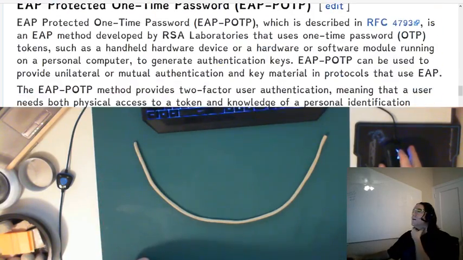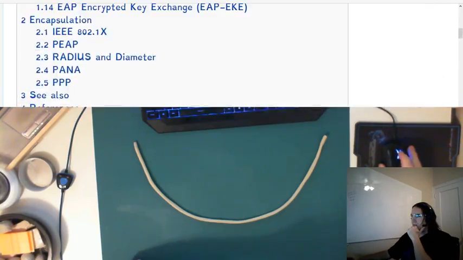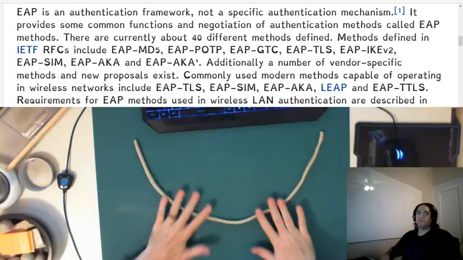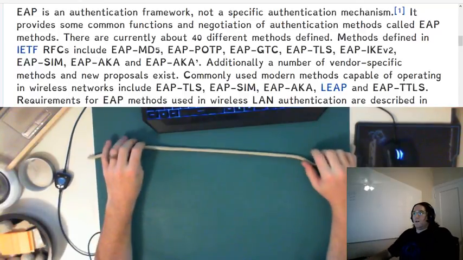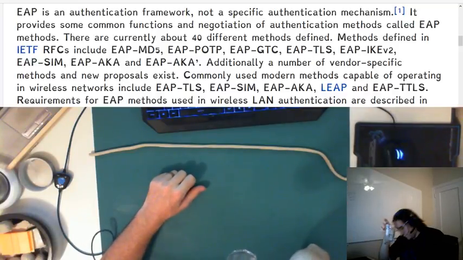Alright. Wow. One-time passwords. I need to know all of this. One word at a time.